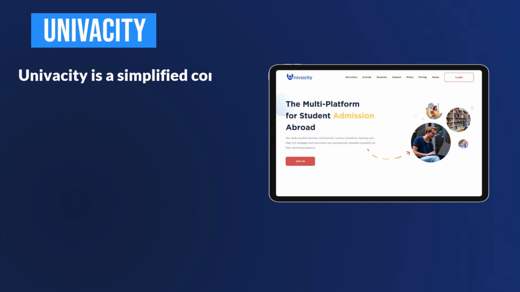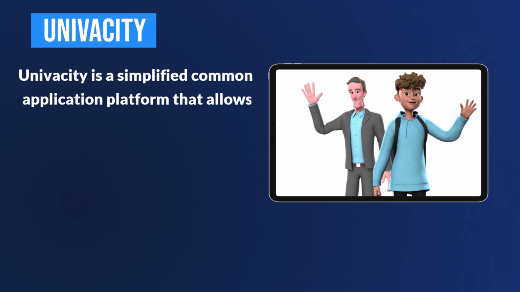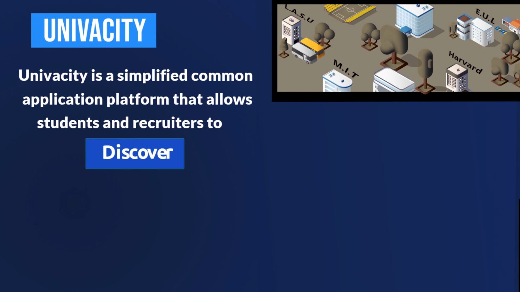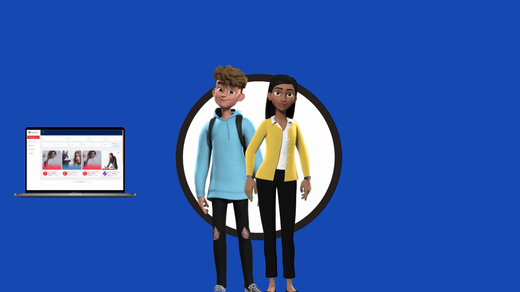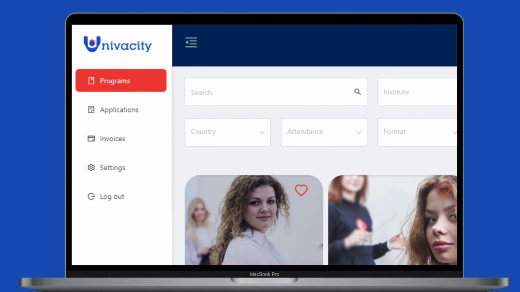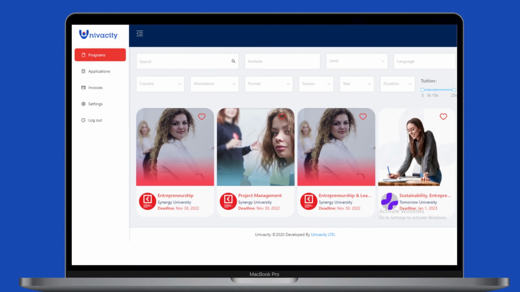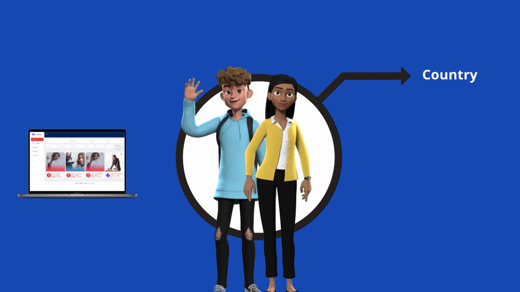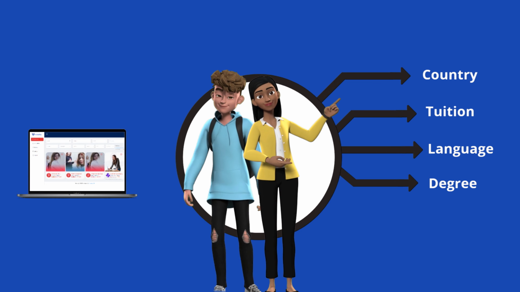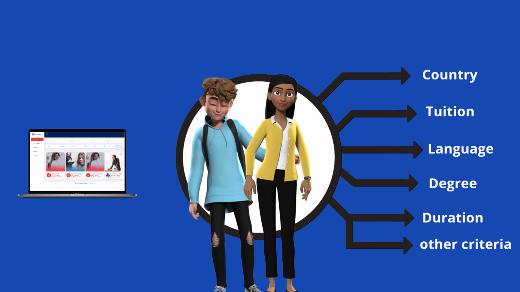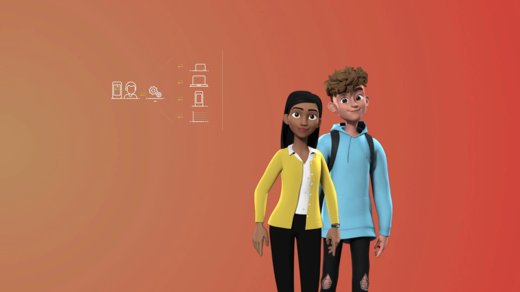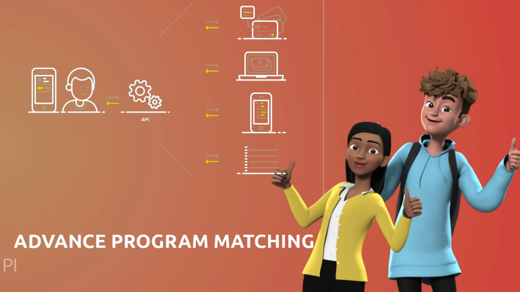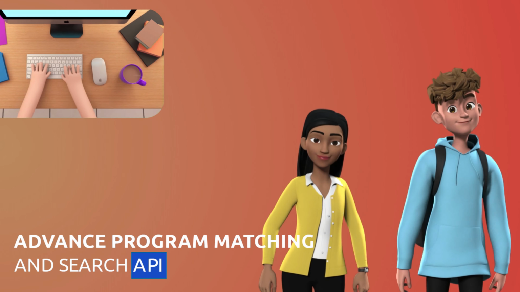Univacity is a simplified, common application platform that allows students and recruiters to discover, search, compare, and apply to institutes and programs all around the world in an easy and intuitive way. Univacity makes it simple for students and recruiters to search for programs based on country, tuition, language, degree, duration, and other criteria, allowing them to find a program that is a better fit for them. Thanks to our advanced program matching and search API that's second to none.